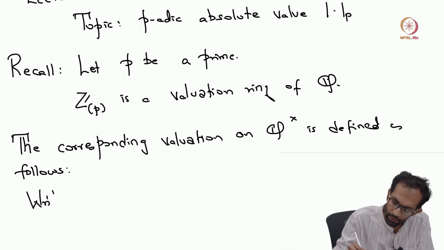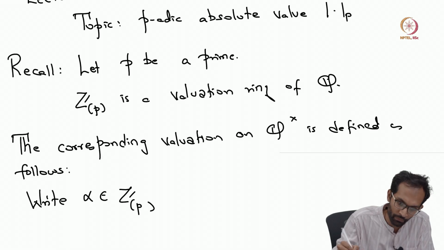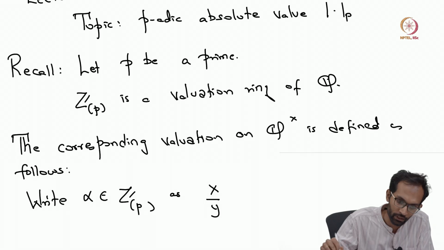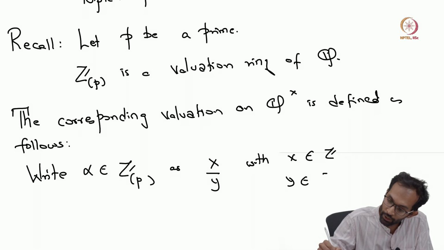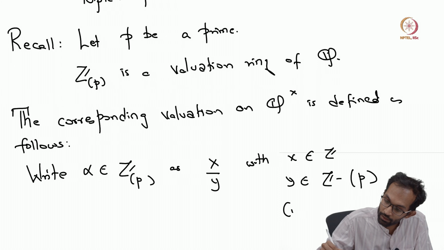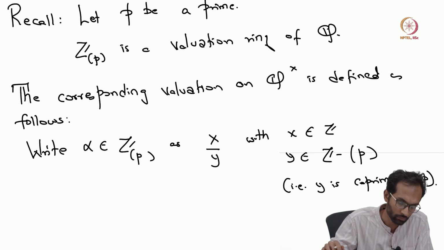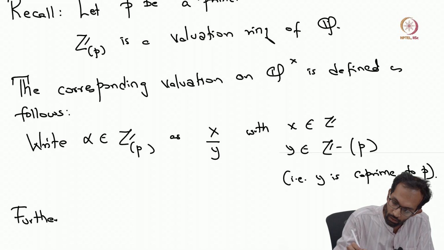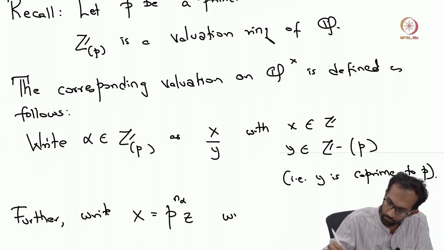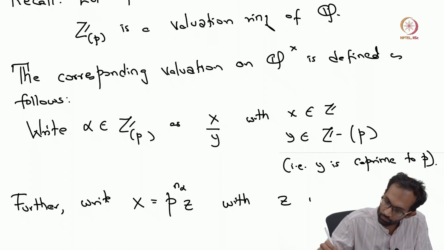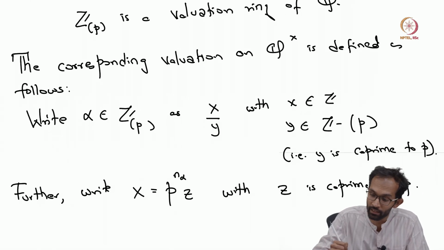So how do we do it? If you have an element in this valuation ring, then you write this as a fraction with the numerator in Z and the denominator is in Z but not in the ideal generated by p. So another way of saying that is that y is co-prime to p. And now furthermore, you look at the numerator and collect all the powers of p. So you write this as p to the n alpha times z, with z being co-prime to p.